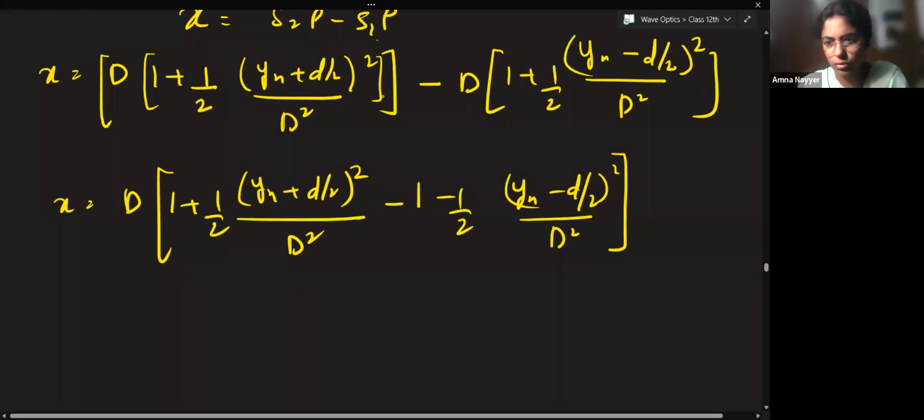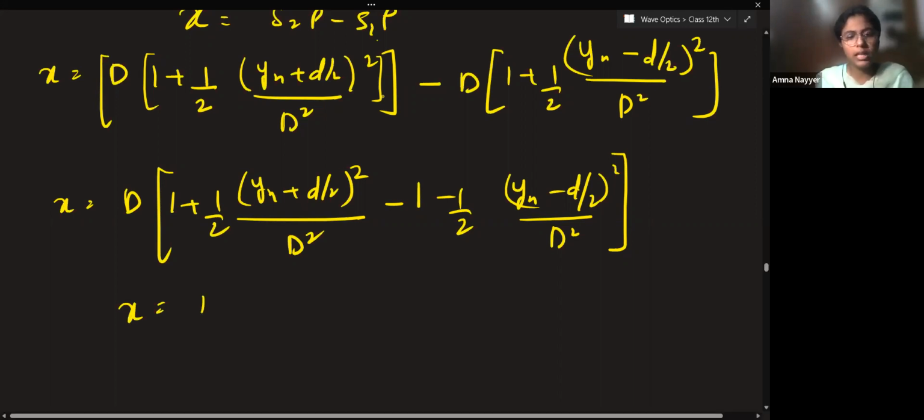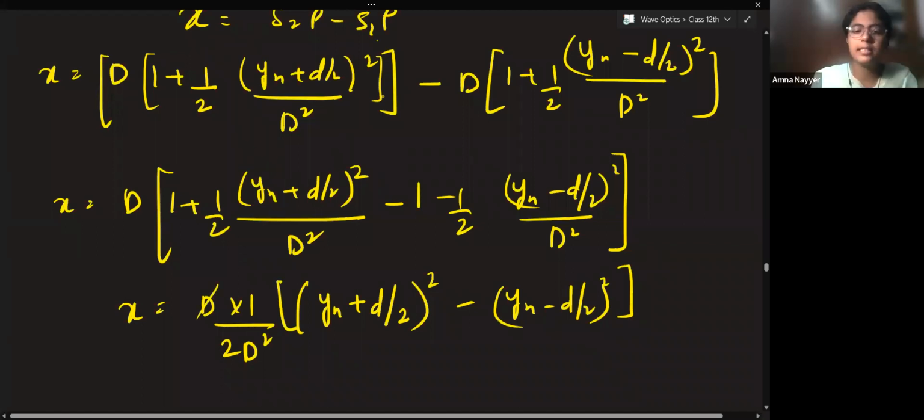If I miss any term, just point it out, because otherwise you'll copy the same. So x will be what? From here we have d. Let's take 1 by 2d square common, half d square. So this will become d into 1 by 2d square. And what is left here? yn plus d by 2 whole square minus yn minus d by 2 whole square. So d and this d will get cancelled.